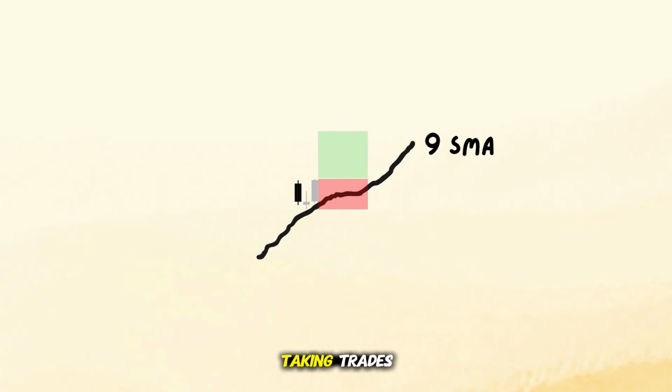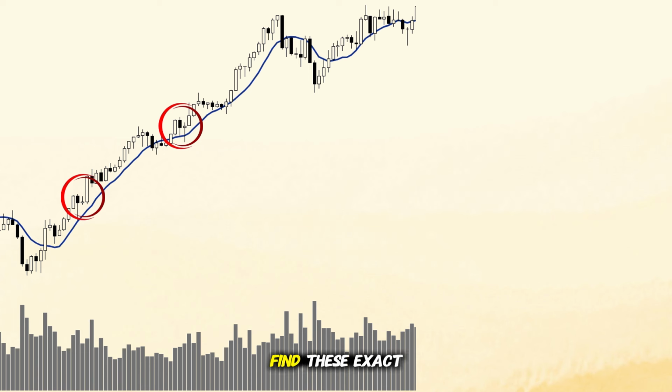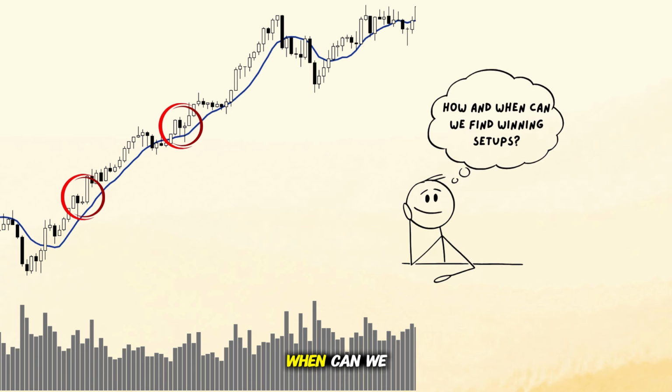When we start taking trades only when the morning star pattern forms above this moving average, as I mentioned at the start, the answer is much deeper than you think. The reason is simple. To make this strategy powerful enough to reach a 75% or even 80% win rate, we need to find these exact types of setups. So the question is, how and when can we find them?